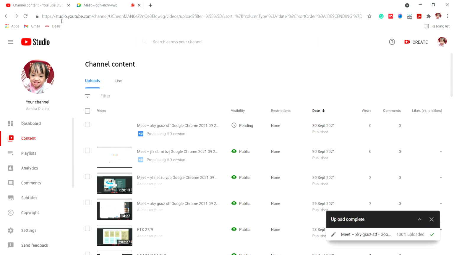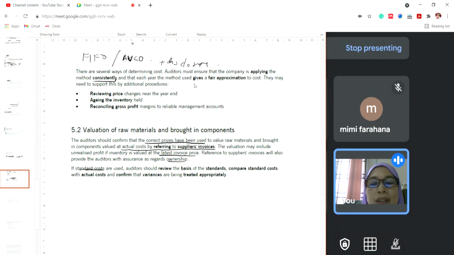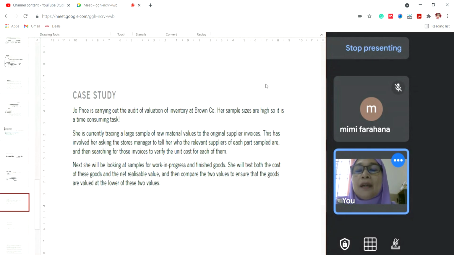If standard costs are used, standard costing, which you learned in costing, the auditor should review the basis of the standard, compare standard cost with the actual cost, and confirm that variances are being treated appropriately. So you gather your knowledge in costing and also bring it into audit. So this is what Joe Price do.